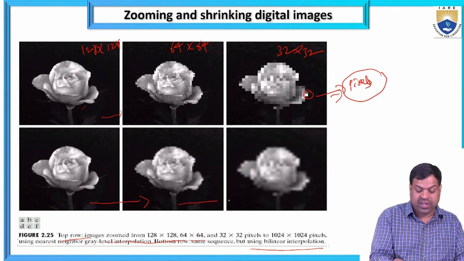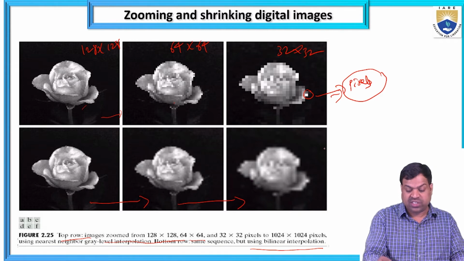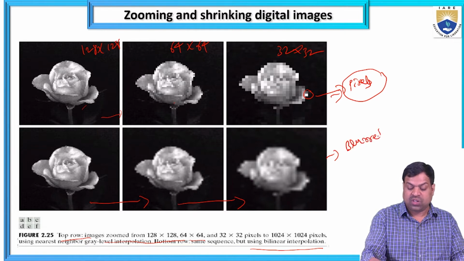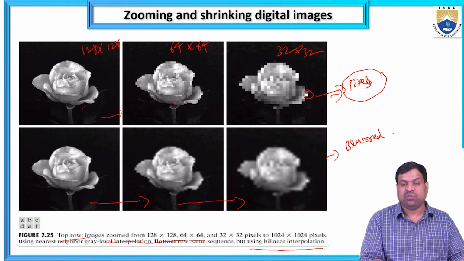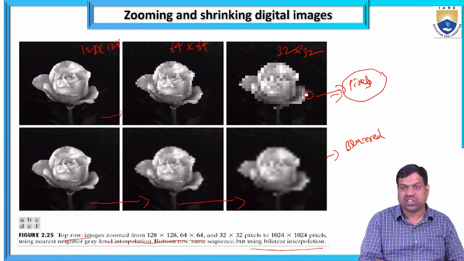Here I'm using bilinear interpolation. So it is showing the pixels but it is becoming a blurred image. So we applied both the techniques, but which one is better? The last one is blurred, meaning we are not recognizing that image.